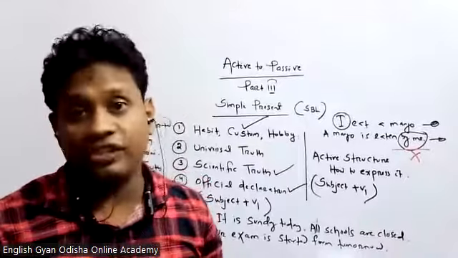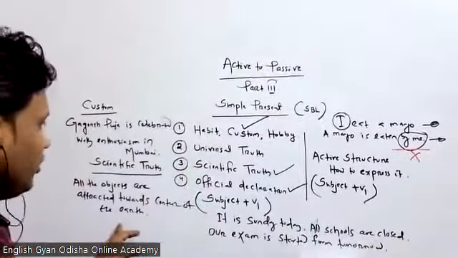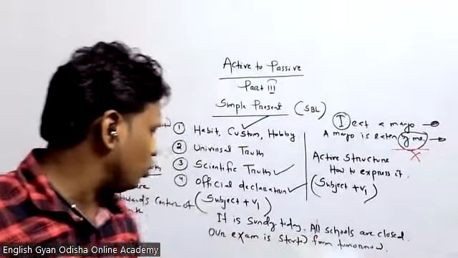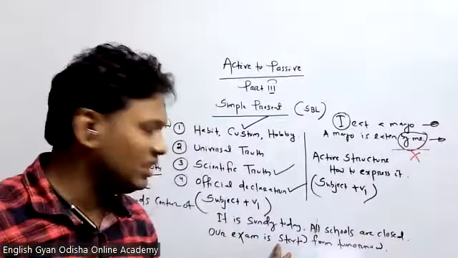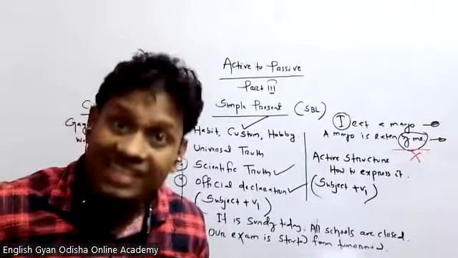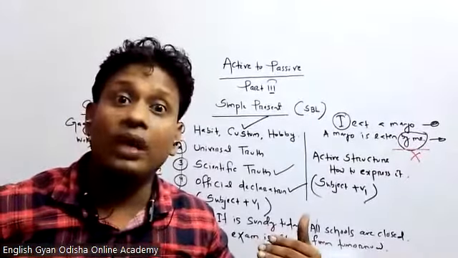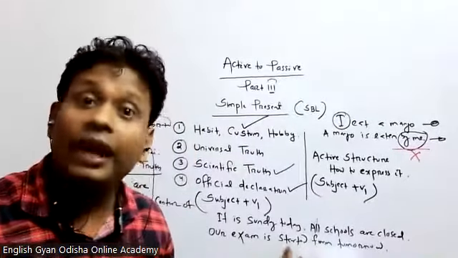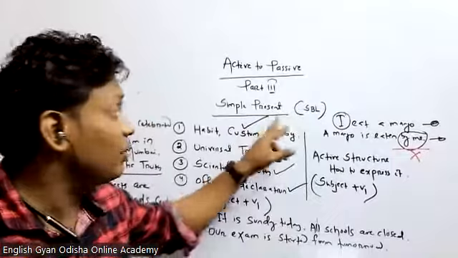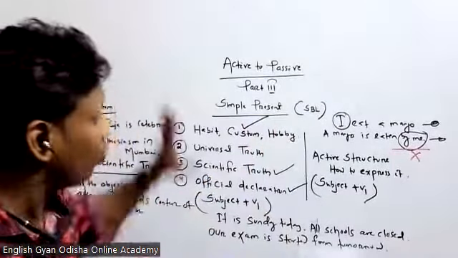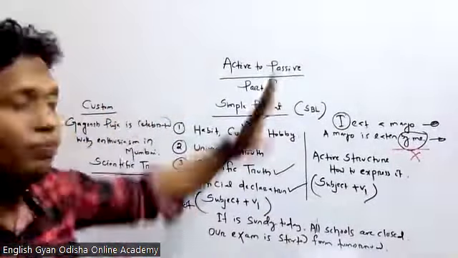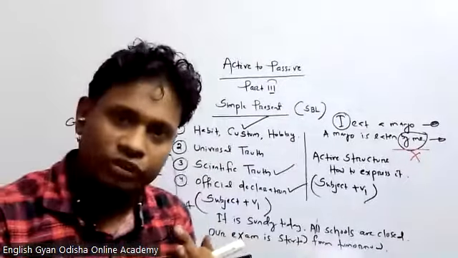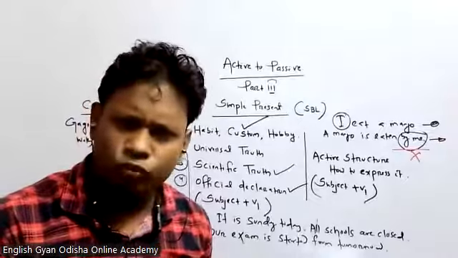And the second thing is that it is Sunday today, all schools are closed, our exam is started from tomorrow. This is also a government declaration: exam is conducted tomorrow, is conducted, is started. It is passive, in simple present. So these are the situations where you can use active to passive. Then we have to understand other situations also. It will take another 3 to 4 days.